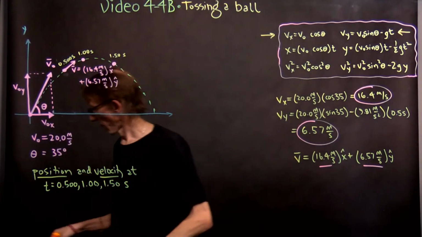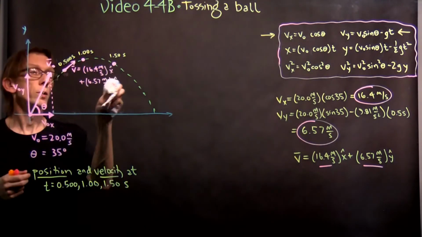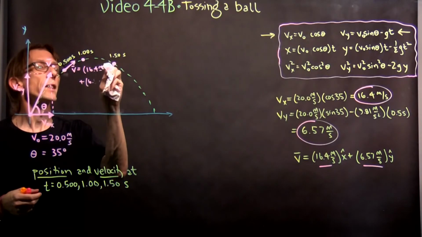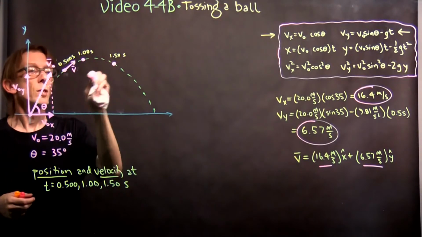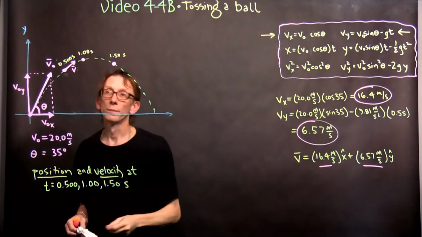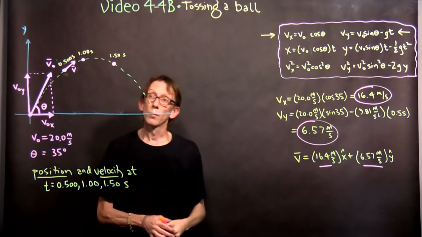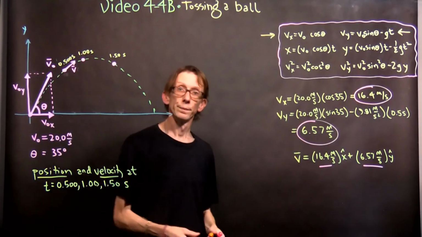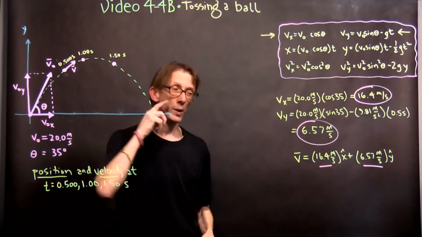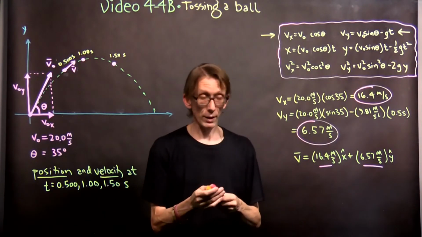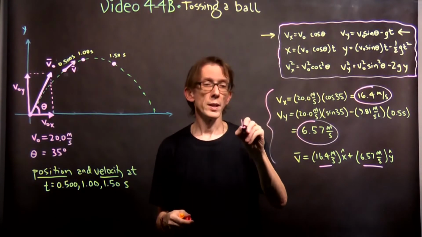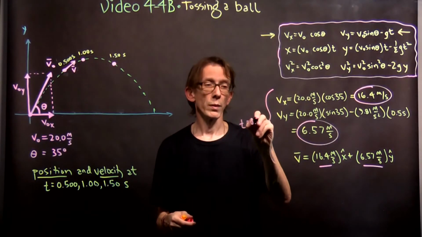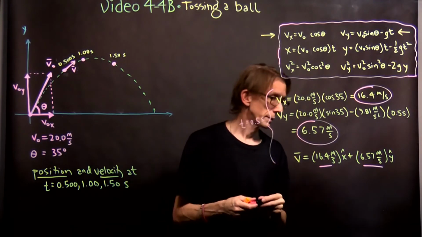So this little vector, I'm going to erase the answer right here. I don't really need that in there. I think it's just going to confuse things in the end. So this little pink vector right there is the one. Up and to the right. I would draw the components, but that would make it a little bit more confusing than it needs to be. So this is at t equals 0.5 seconds.